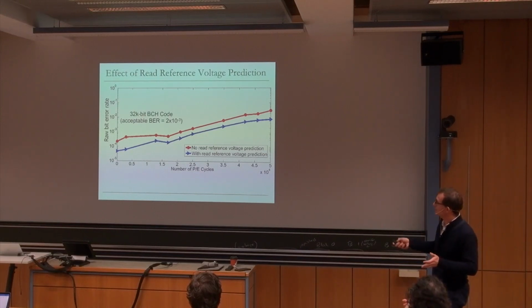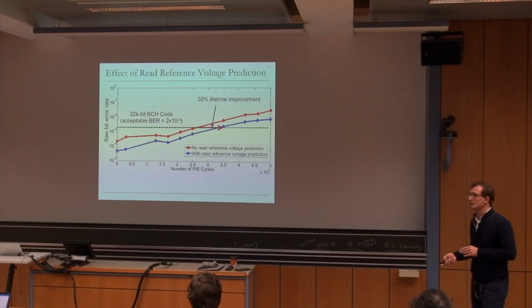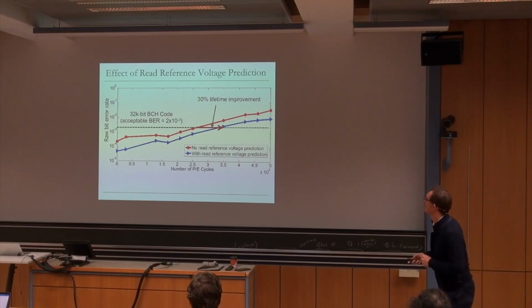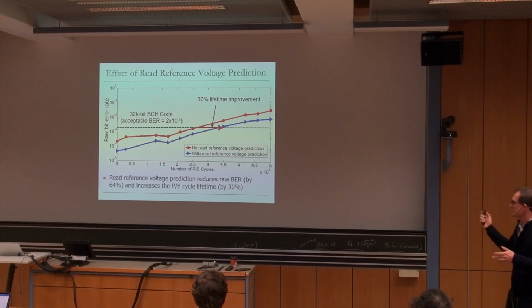Let's assume that you have a large BCH code. The acceptable bit error rate is 2 times 10 to the minus 3. This BCH code can tolerate that acceptable bit error rate, which means that you should not cross this point. You set your ECC. If you don't do read reference voltage prediction, you cross that point over here. If you do read reference voltage prediction, you cross that point over here. So basically, you improve your lifetime by 30% by doing read reference voltage prediction, which is really significant. And basically, you reduce the raw bit error rate by 64% also.